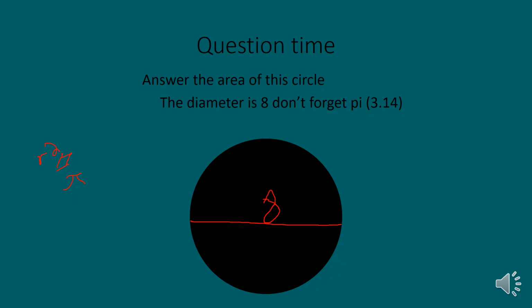So half of 8 is 4. So then we've got to do 4 times 4 because radius squared, which equals 16. Then we do 16 times pi, 3.14, which equals, if I'm not wrong, 50.24. All right, guys? So good job. I know you guys got the answer right.